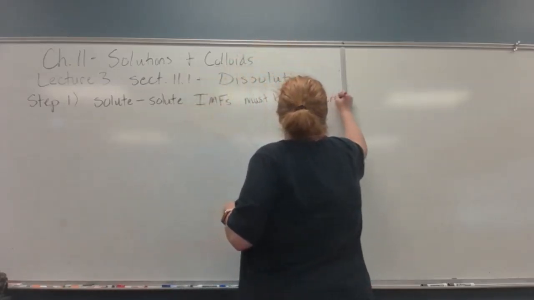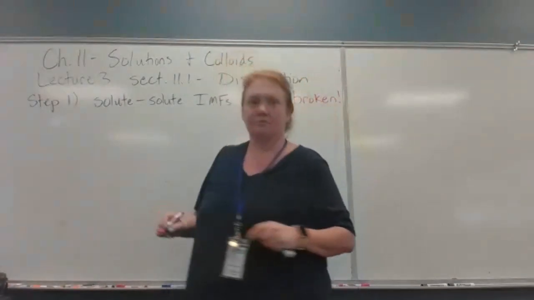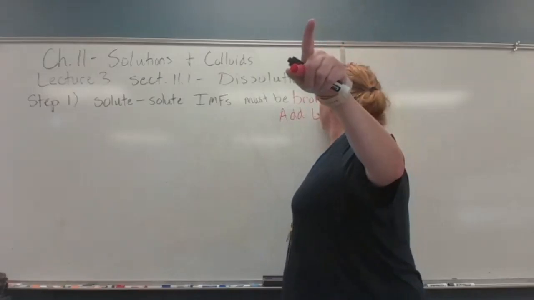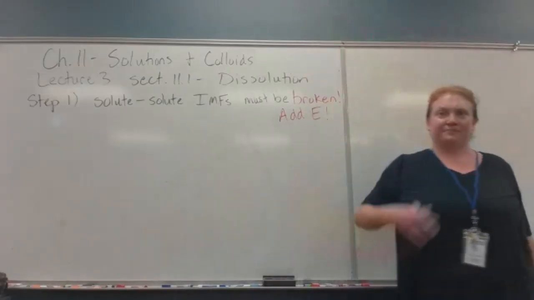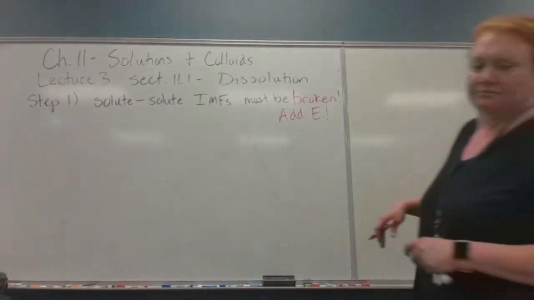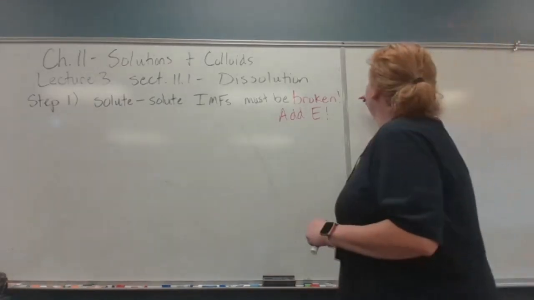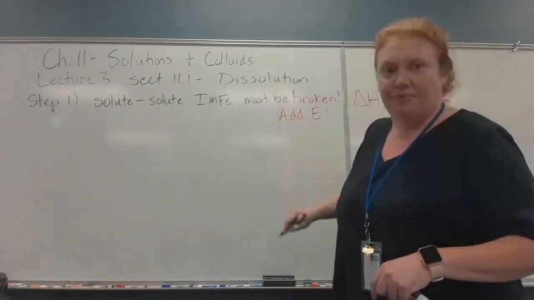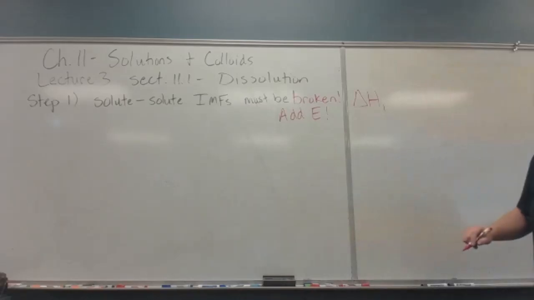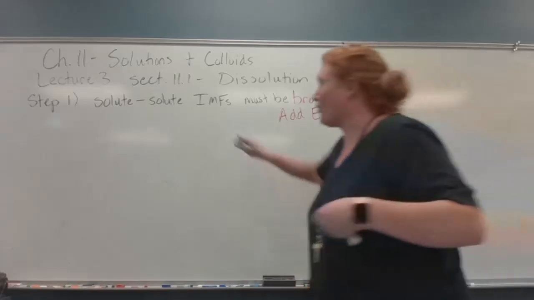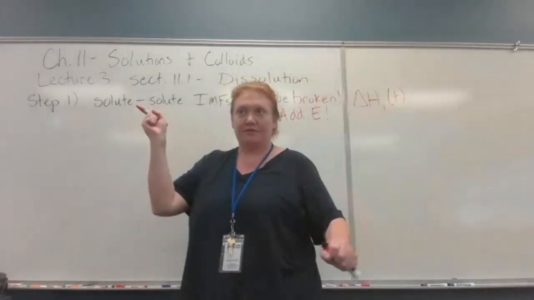How do you break IMFs? Can I just put a capital E for energy? We got to add energy. So what would be a delta H, an enthalpy value for this first step? A positive value or a negative value? Yeah, enthalpy, it's got to be positive. You got to add energy to break these IMFs.